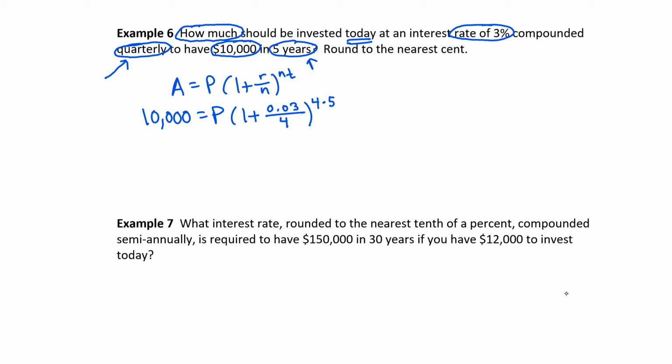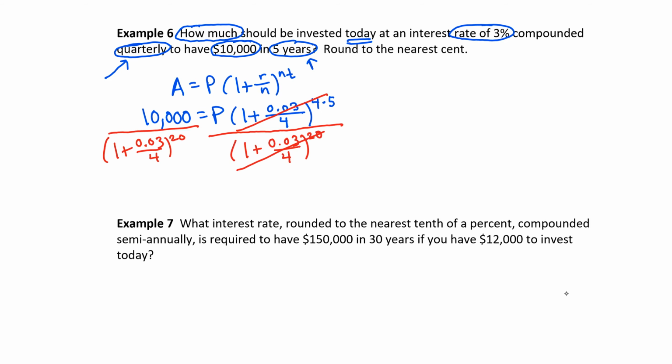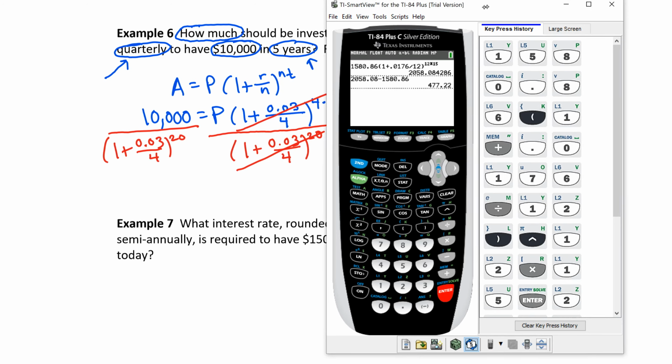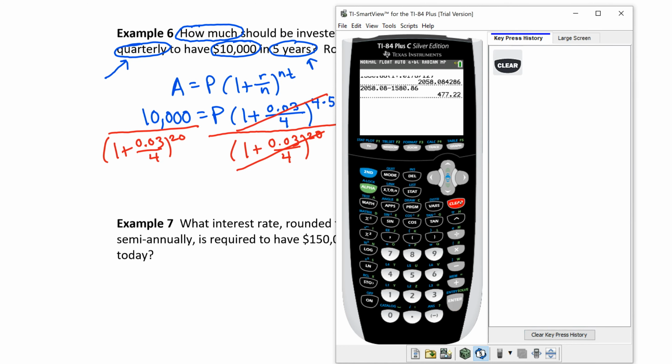Now, we need to do a little bit of algebra to solve for P. Now, P is being multiplied by this parenthetical element, so to solve for P, I'm going to divide both sides by this number. I'm going to call that exponent 20, just to make it easy to write down, so that all of that cancels out on the right, and then we can type it into our calculator all in one step. So let's see what we end up with here.